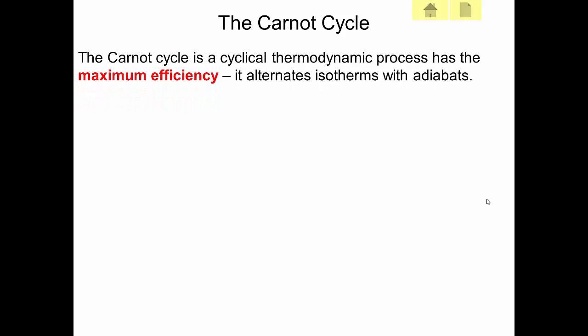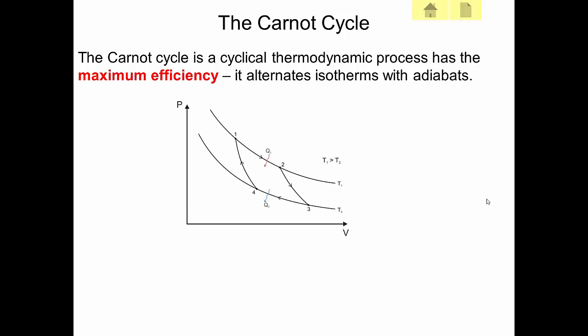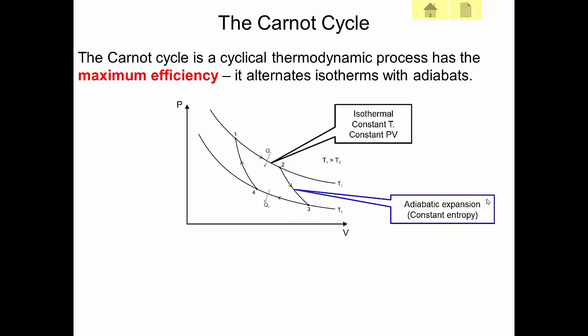Now we're going to get onto the Carnot cycle. The Carnot cycle is a cyclical thermodynamic process which has the maximum possible efficiency, and it alternates isotherms and adiabats, as we've just seen. So this is the Carnot cycle. So going from 1 to 2, that's along an isotherm. From 2 to 3, that's along an adiabat, and so on. So this is an isotherm, and this is an adiabat.